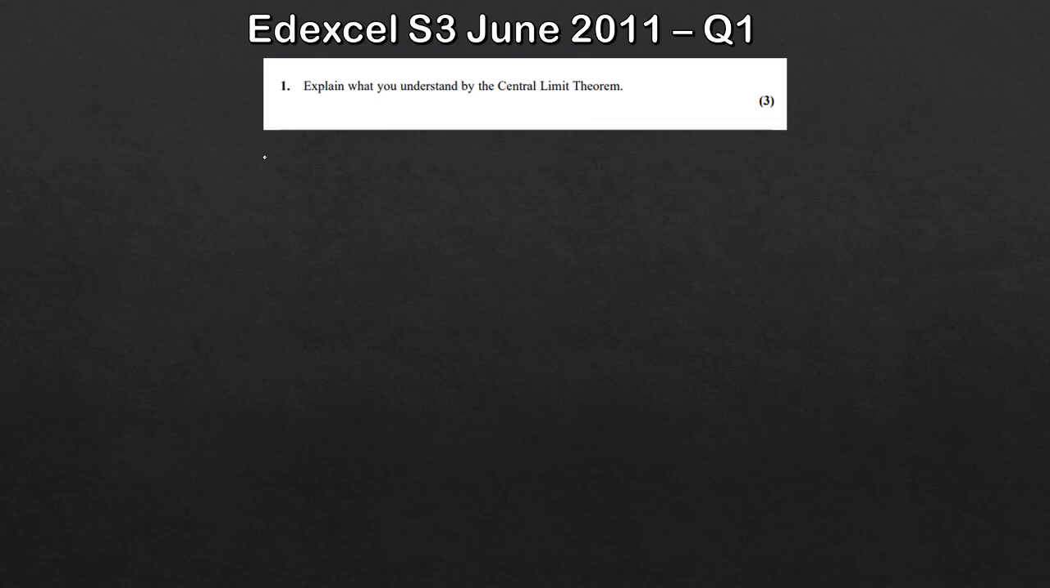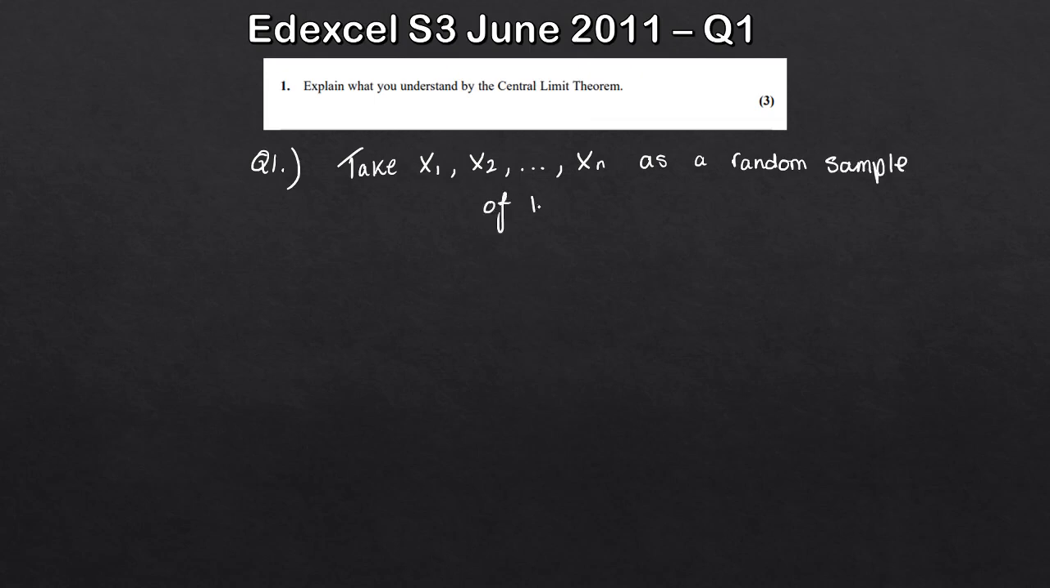So what is the central limit theorem? Well, the central limit theorem states that if we take, let's say, a random sample, so let's just say x1, x2, all the way up to xn. This is going to be a random sample of length n, and we normally say n is large, where n is large.